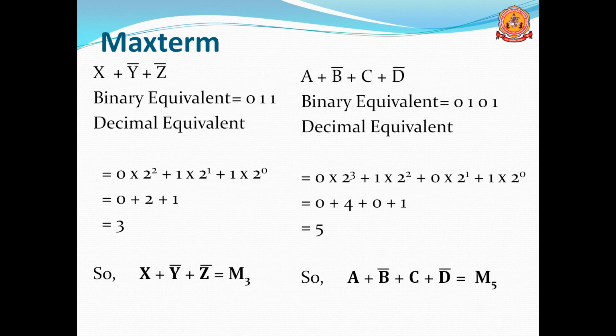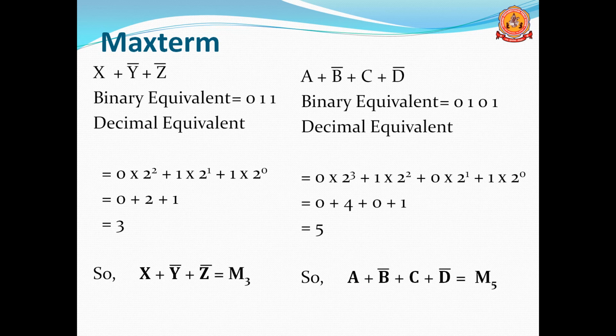Here is how you can find the binary equivalent, or how you can find the designation. Here is an example: x plus y dash plus z dash is a term. How can you find the binary equivalent? In the max term, whenever a variable is complemented, the value is 1. So it will be 0, 1, 1. X is in normal form, so it is 0. Y dash is complemented, so it will be 1. Z dash, so it is 1.